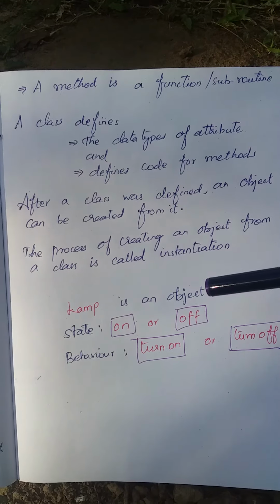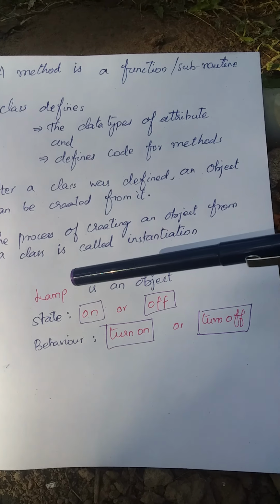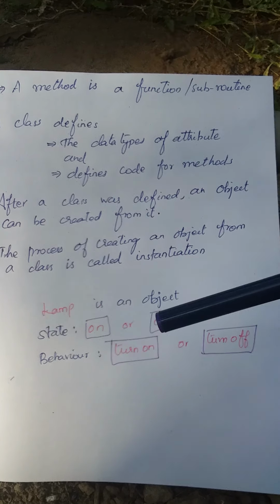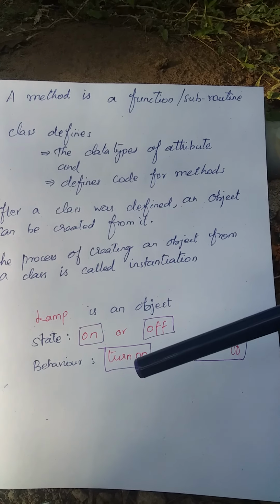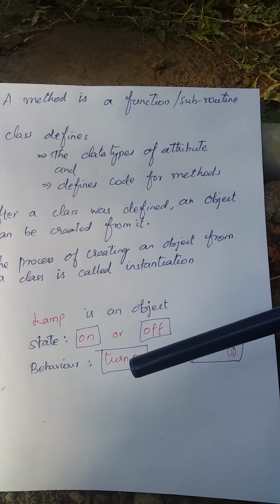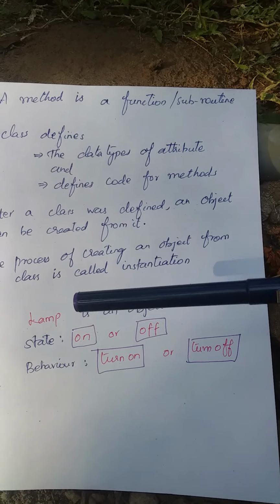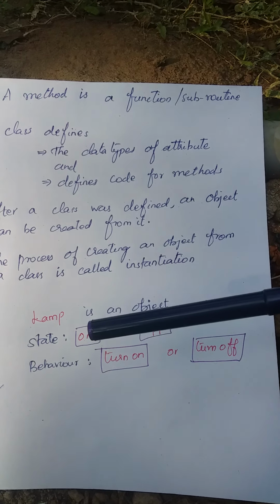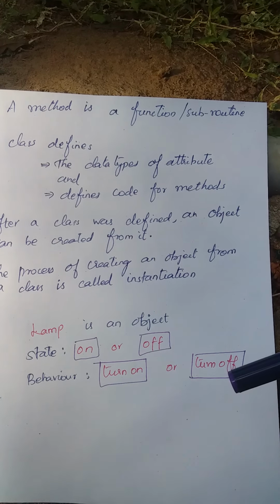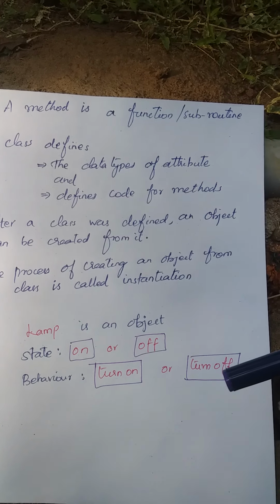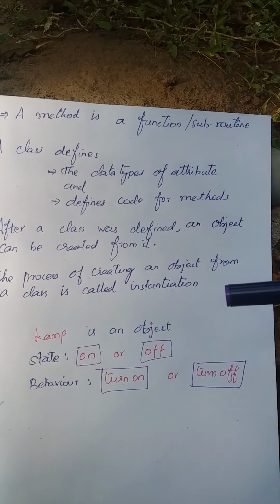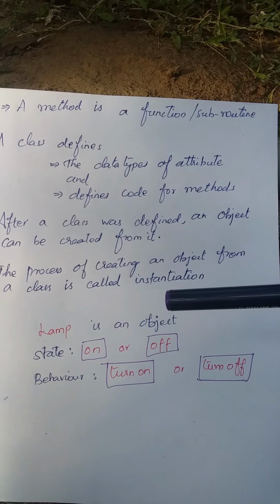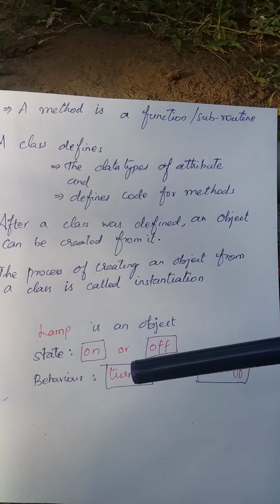Finally, let us conclude with another example. A lamp is an object, we know. It can be either in the on or off state. The behavior here is, if it is in the off state, by turning the switch on, it will change its state. If it is in the on state, if you want to switch off that lamp, we switch off that button, and it goes to the off state. So in this activity we can identify an object, and we can identify the state and also the behavior.